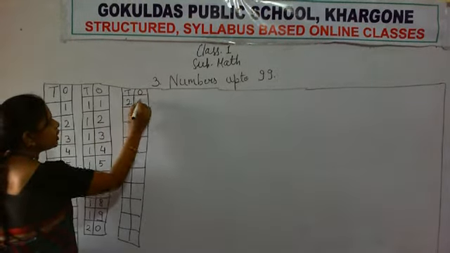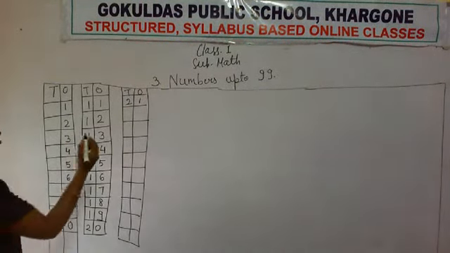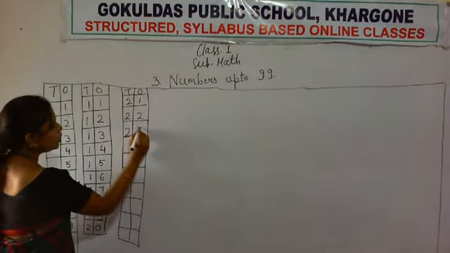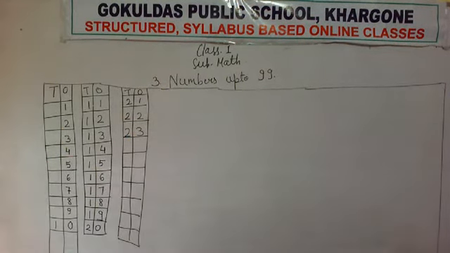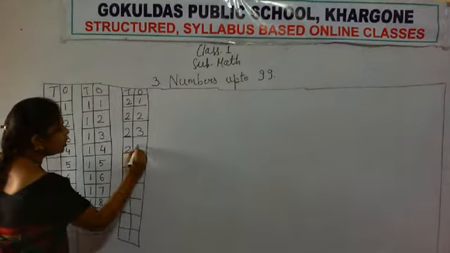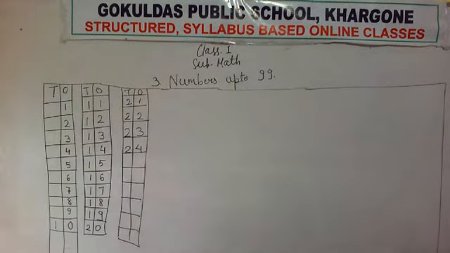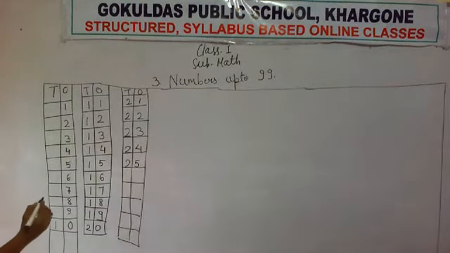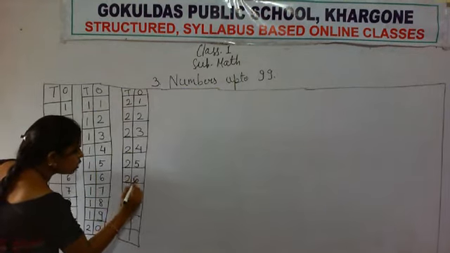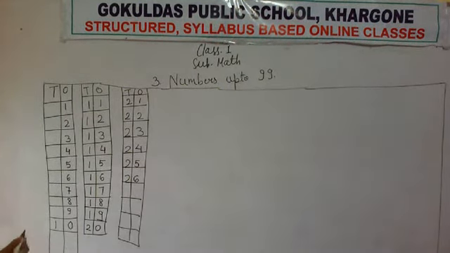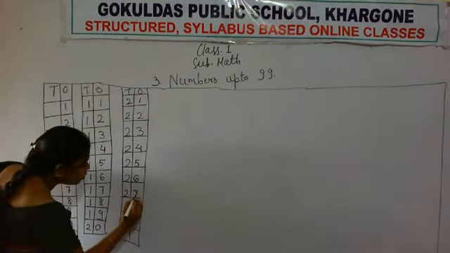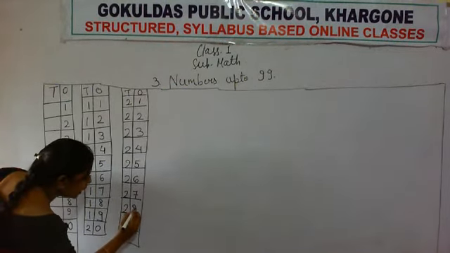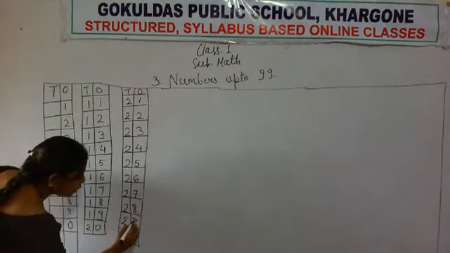21. After 21 will be 22. Then 23. Next 24. Next 25. Next 26. Next 2, 7, 27. Next 2, 8, 28. Next 2, 9, 29.